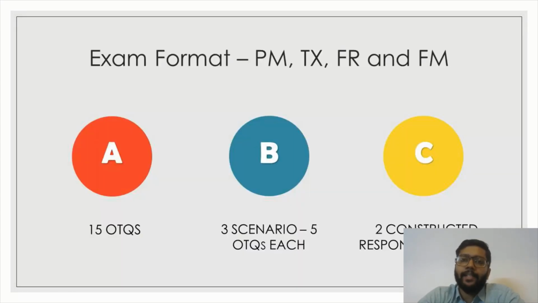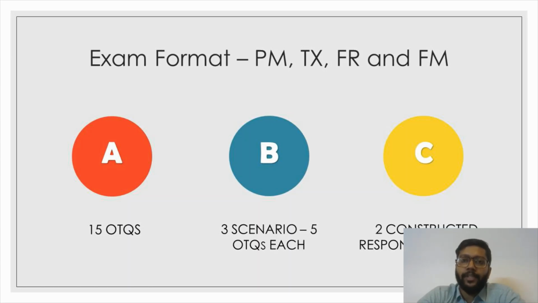I felt the next area that we should probably look at is the way in which the different exams are structured. So your performance management, taxation, financial reporting, and financial management papers all have 3 sections each. Section A has 15 objective type questions. Section B has 3 scenarios. Each of those scenarios will have 5 objective type questions related to them. And finally, section C has 2 constructed response questions as part of them.